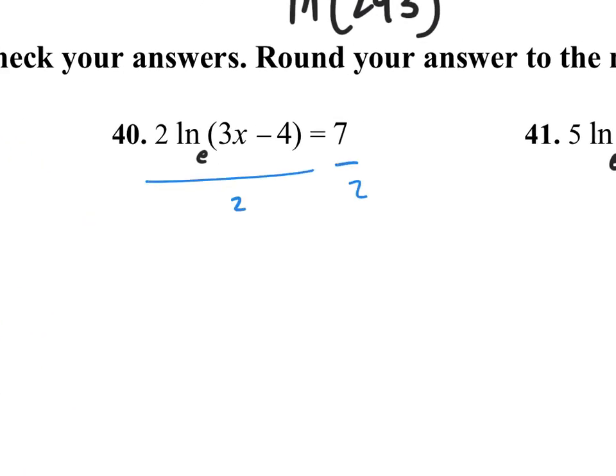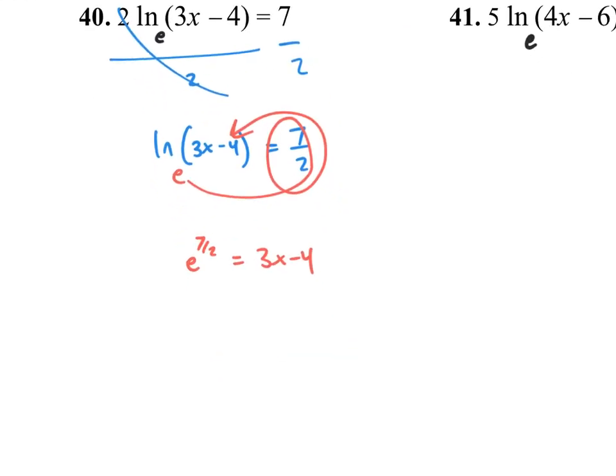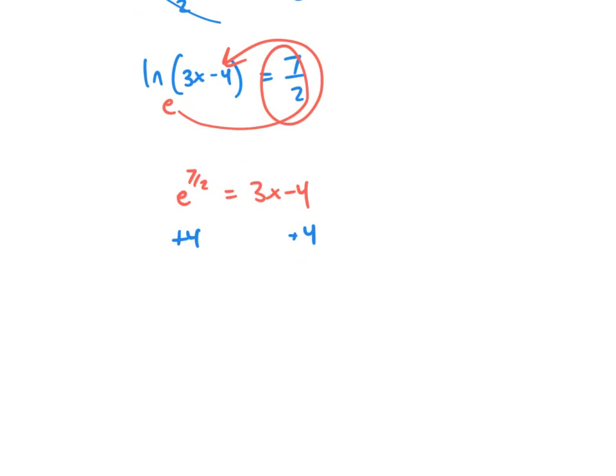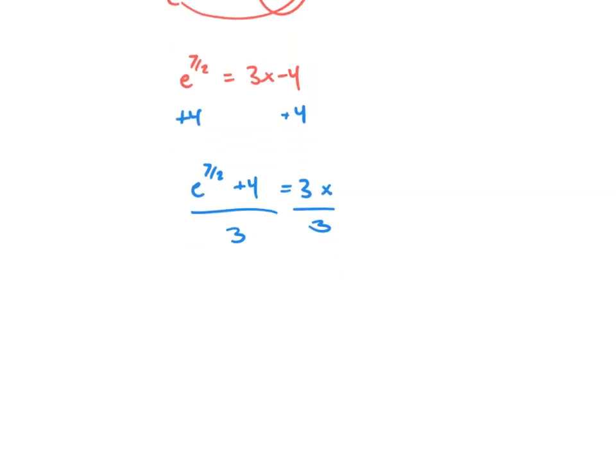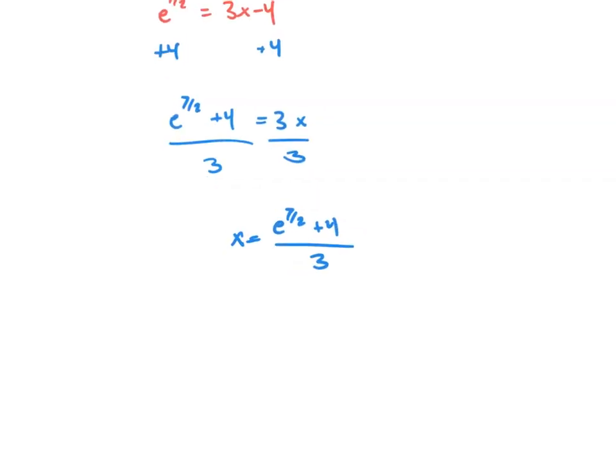This one, I'll need to divide both sides by 2. And now we're ready for a loop and swoop, where e is our base. So don't be intimidated by e. It's just a number that sits there and waits for us to type it into the calculator. So for this one, we'd have e to the 7/2 plus 4 is equal to 3x. And when we divide both sides by 3, we'll get that x is equal to e to the 7/2 power plus 4, all divided by 3.